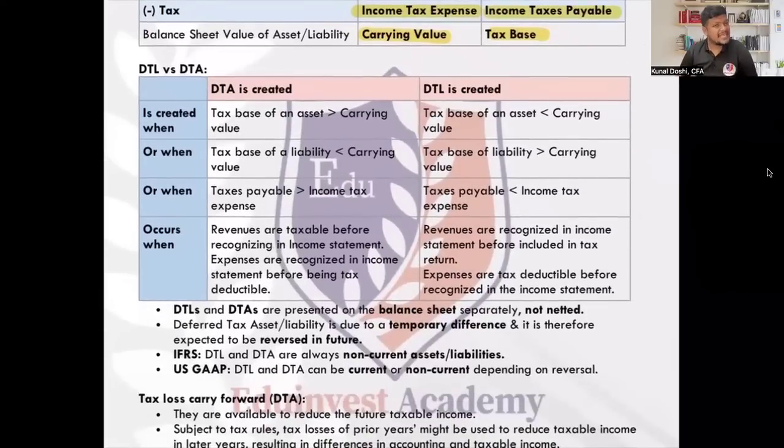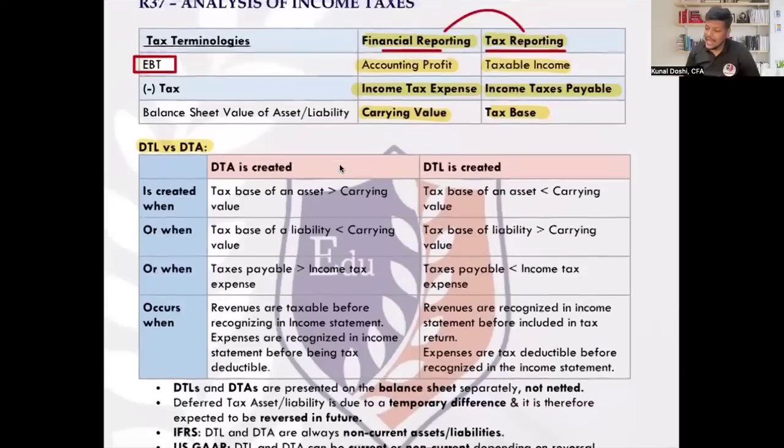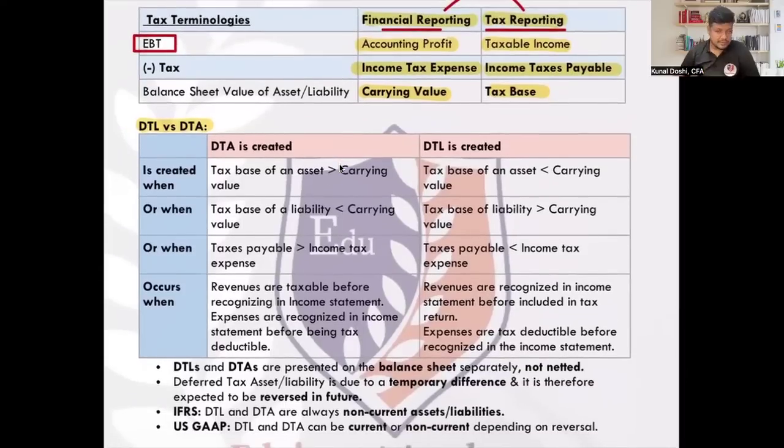Now, what creates a DTA or DTL? DTA, deferred tax asset, and DTL, deferred tax liability. Deferred tax means you will pay more tax in the future or you'll pay less tax in the future. There will be a tax benefit or a tax loss. That is what we are going to understand in DTA and DTL.